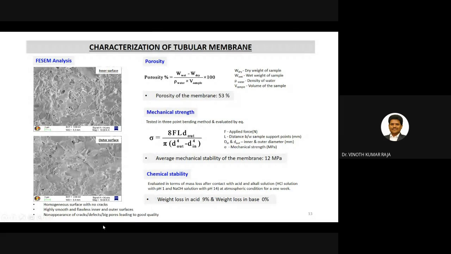The corrosion resistance tests were performed with respect to the weight decrement of the membrane after keeping it in harsh environment conditions, such as acid and alkali. The weight decrement of the membrane was estimated at 9% in acidic condition and 0% in alkali condition. So in acid and alkali conditions, the prepared membrane displayed excellent results in resisting corrosion.